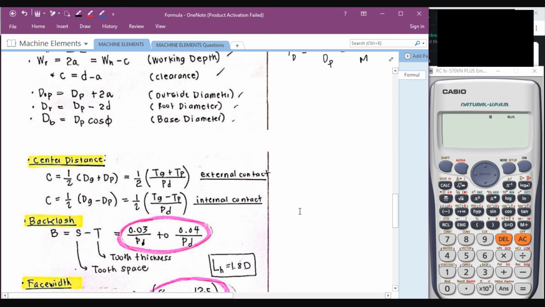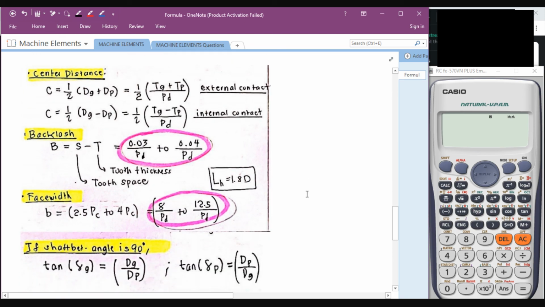For center distance, you can measure it as 50% of the sum of the diameters of your gear and pinion when in contact with another gear. For external contact it is the sum; for internal contact, where it is inside, the same direction, it is minus. Or simply use the number of teeth: the number of teeth of the gear plus the number of teeth of the pinion, divided by the diametral pitch.